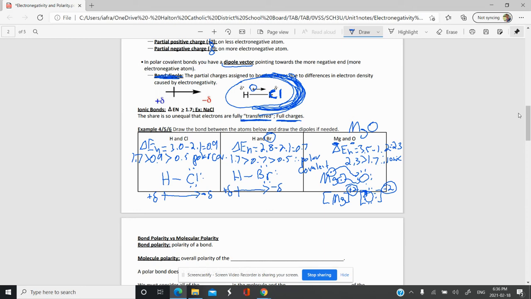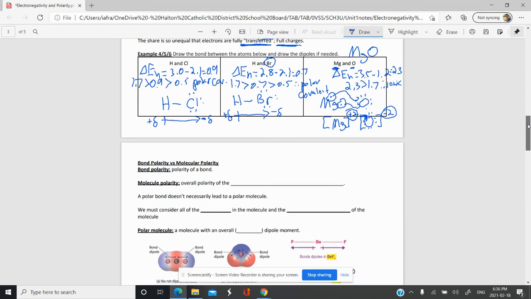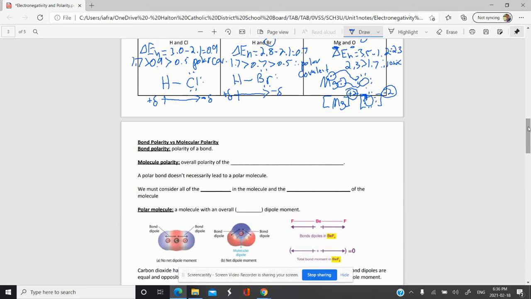So what we focused on was essentially bond polarity within molecules. But what I need you to understand is that there's a difference between the bond polarity and the molecular polarity. Bond polarity means the polarity of a specific bond in that molecule. So for example, if I was looking at this molecule here, I might ask you for the polarity of the various bonds. So the bond here, here, here, here. And what you would have to do is calculate the electronegativity difference for each bond there. But that's not the same thing as molecular polarity.